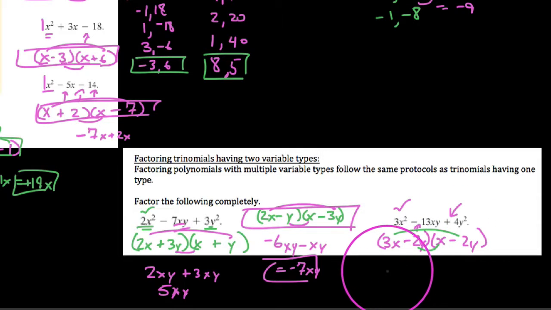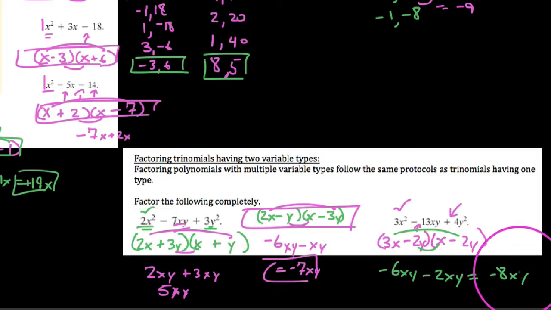So 3x times a negative 2y is negative 6xy. And negative 2y times x is negative 2xy. And adding these up, I get negative 8xy. So my suggestion, as a matter of fact, fails. And that suggestion was choose two factors that are close together. So maybe instead of 2 and 2 here, we need to try 4 and 1 for this.